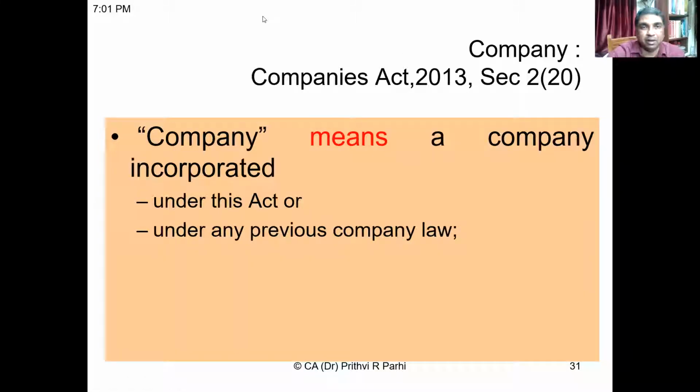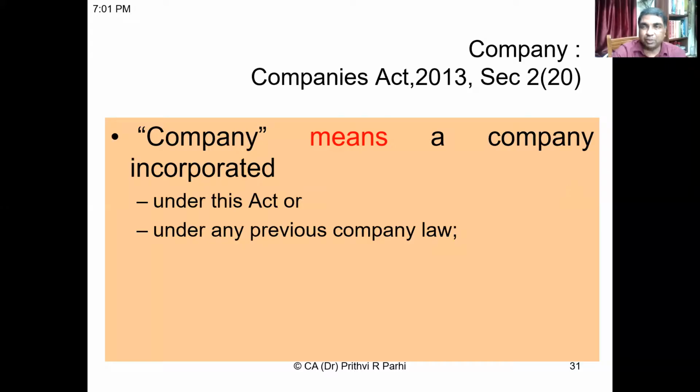Let me explain to you what is company. Now let me explain the meaning of company under income tax law. Friends, all of you must be familiar with this definition. Company means a company incorporated under this Act or under any previous company law. So many times when we ask this question, what is company? This is the definition which comes to our mind.